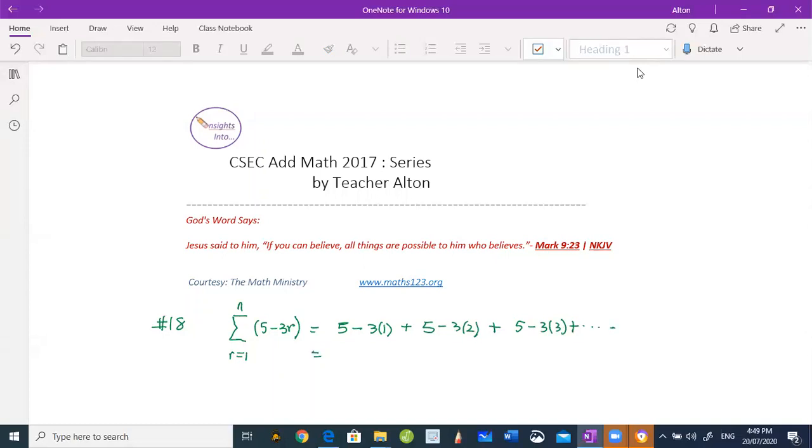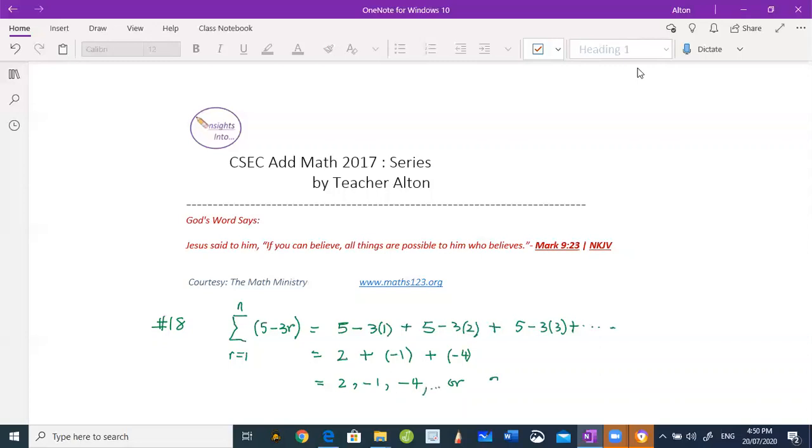So it's 5 minus 3, which will give us 2. The second term will be 5 minus 6, so this will actually be minus 1. And the third term of the series will be 5 minus 9, which is minus 4. Of course, you can write it as 2, then minus 1, then minus 4 if you wish. Or you could maintain your plus sign, seeing that you are interested in the sum of the series.